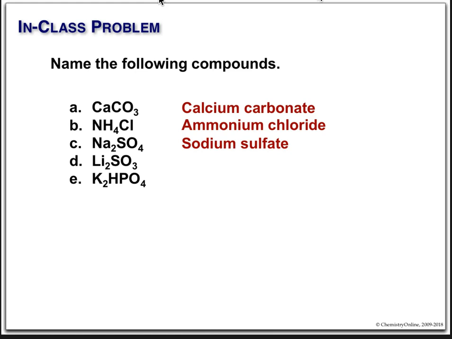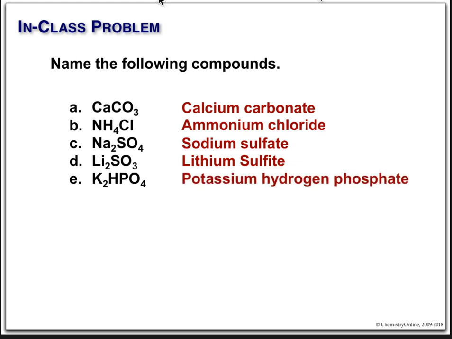If this is sulfate and we take 1 oxygen away, what's that? Sulfite. The cation is lithium. Now, PO4 is phosphate, isn't it? We have a hydrogen in there. That's going to be a separate word. And the cation here is potassium. So we'll simply write potassium, hydrogen, phosphate. 3 words.